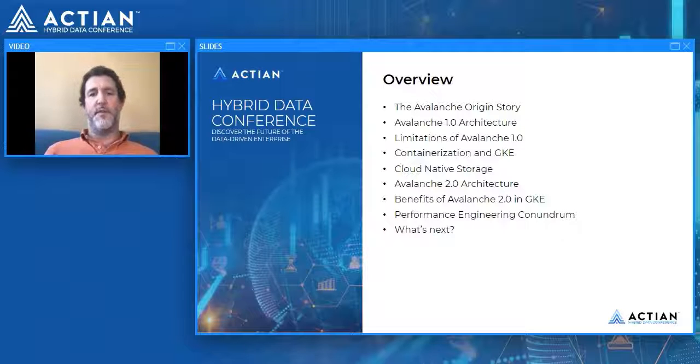We're going to start with a little bit of a history lesson, an overview of the origins of Avalanche, and then take a look at the architecture for Avalanche 1.0. After that, we're going to look at some of the limitations that Avalanche 1.0 has, and then dive into how these were improved during the re-architecture using containerization and GKE and cloud-native storage. Then we'll circle back to see how these changes have affected the architecture for 2.0, and then we'll spend a bit of time summarizing the benefits of these changes.